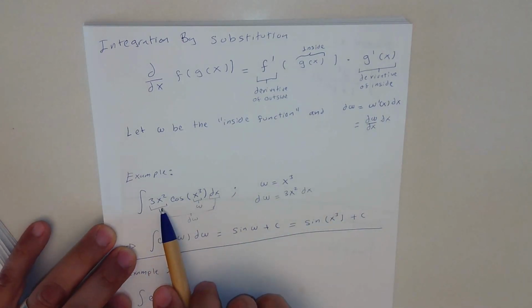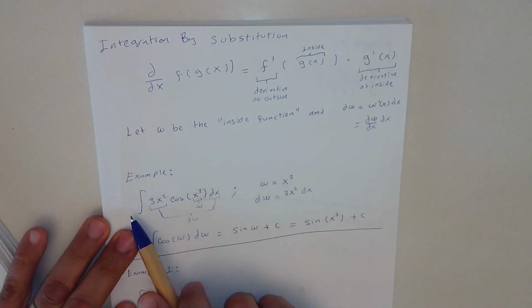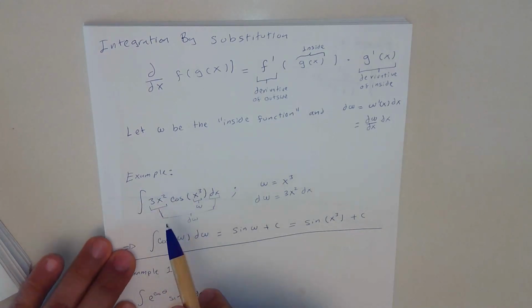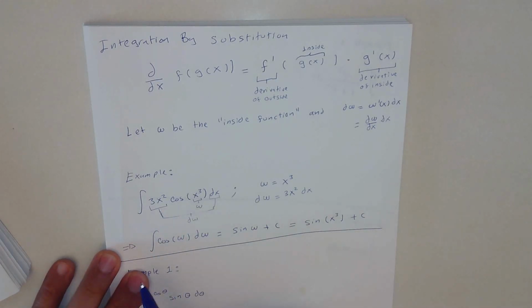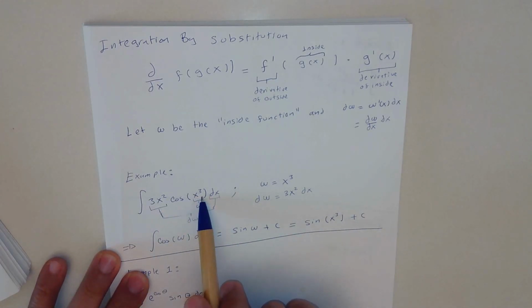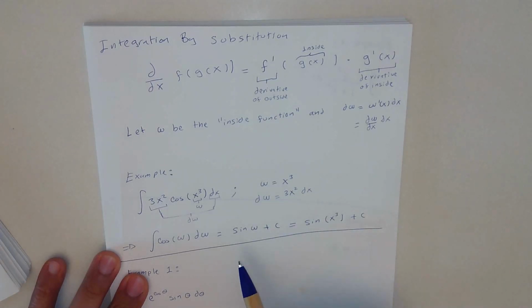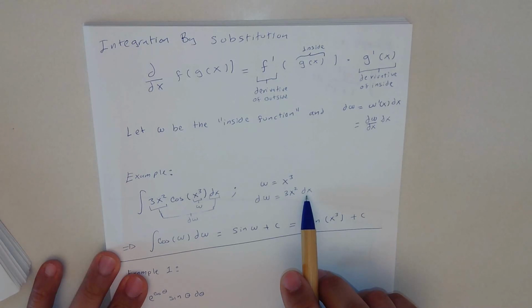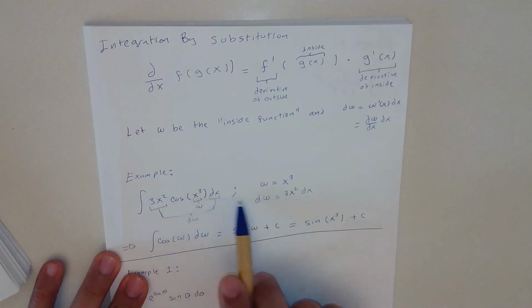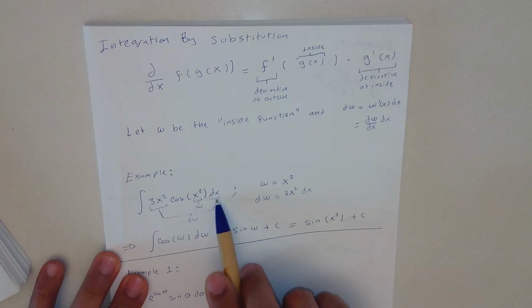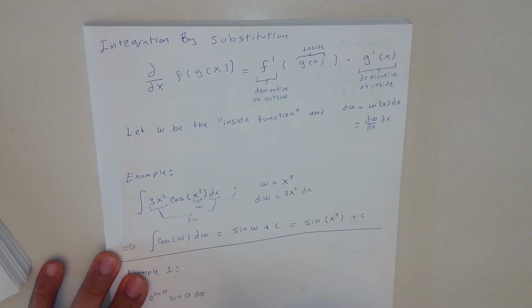For example, we have this integral. This is not a definite integral, this is just a general integral. We say, okay, I will take this x cubed as my inside function, and if I substitute it by w, then the derivative of w will be this 3x squared. So we have that here. We have the differential here also. This is my differential of w, and then I do the substitution.